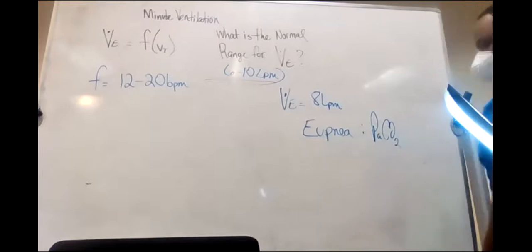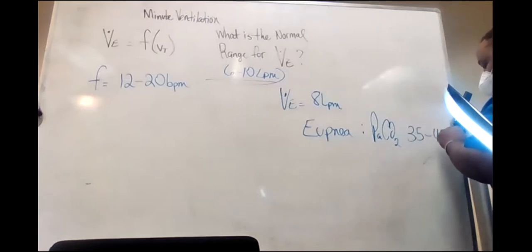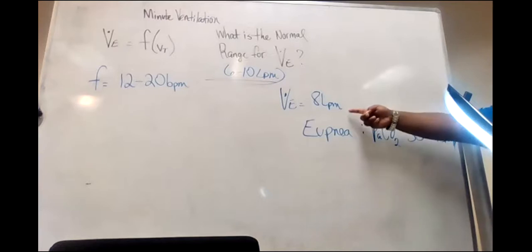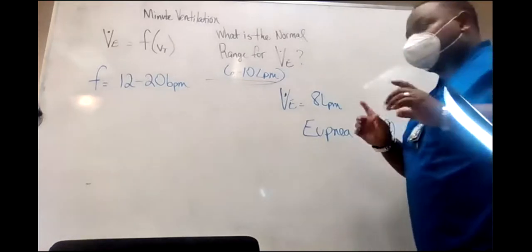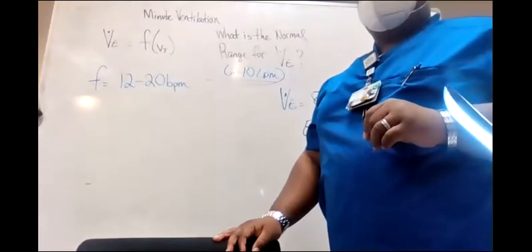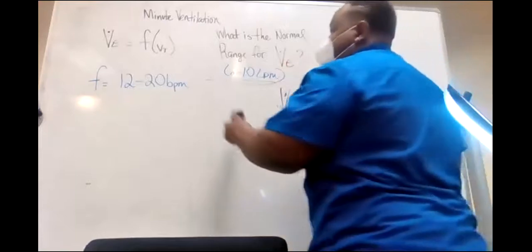And we can say that his PaCO2 has got to be between 35 to 45 millimeters of mercury. Normal. We don't know exactly what it is unless we get an ABG, but we know it's got to be normal because his minute ventilation is normal. So if his minute ventilation is normal, then his CO2 is going to be normal. Okay? That is minute ventilation. What's the formula? Frequency times tidal volume. Okay? Frequency times tidal volume is for minute ventilation. I'll leave that one up there.